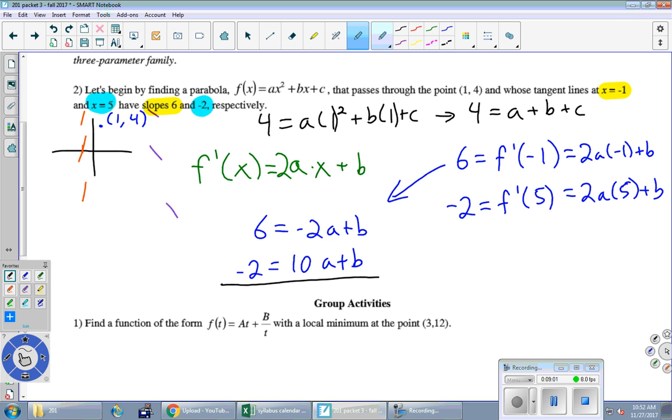So I will subtract a bottom equation minus top equation is what I'm doing. No, let's go the other way, top minus bottom. So 6 minus -2, that's 8, equals -2a minus 10a, that's -12a. And then the b's cancel when I subtract. So that was top minus bottom. Divide both sides by -12 and reduce. So a is -2/3.